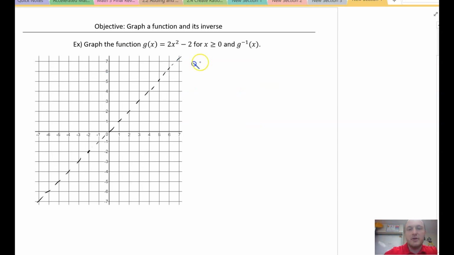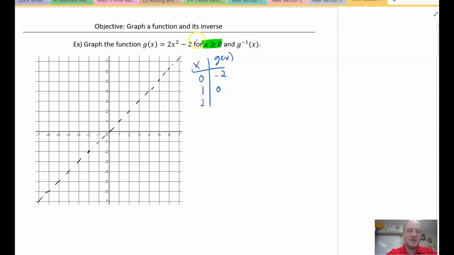Now step 2, I'm going to make a chart, x and then g of x. I'm going to plug in whatever value they tell me to plug in first. Here again it is x is greater than or equal to 0. So I plug in 0. 0 squared is 0, times 2, 0. Take away 2 is negative 2. Now I'm going to do the same thing with 1. 1 squared, that's 1. Times 2, that's 2. Take away 2, that's 0. Next, I'm going to plug in 2. 2 squared, that's 4.